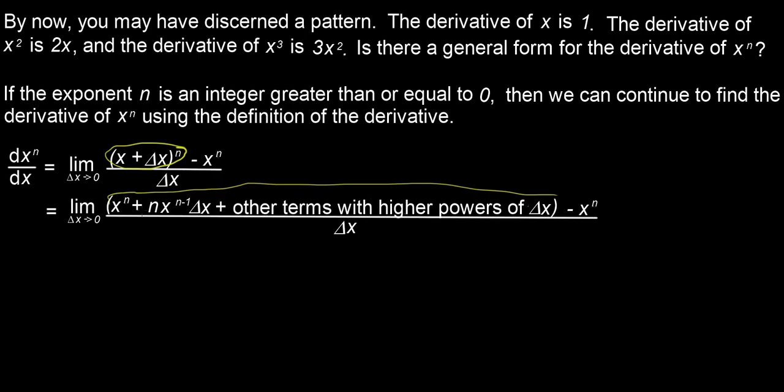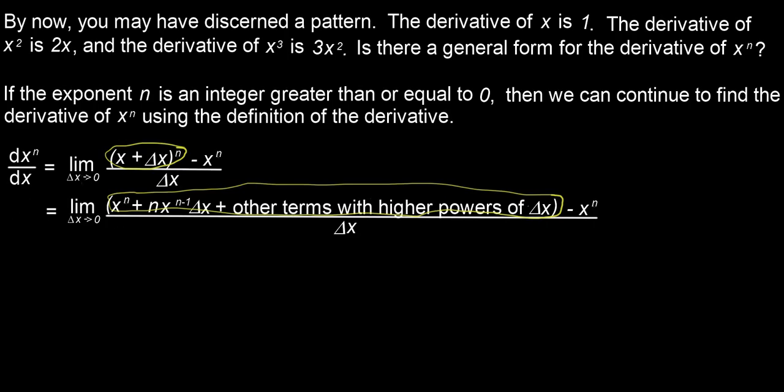Expand out the quantity x plus delta x raised to n. What you will always have, for n being any number greater than or equal to 0, is you start out with x to the n plus n times x raised to n minus 1 delta x, and then you would have these other terms in the back that have higher powers of delta x in them, regardless of what n is in the expansion. You'll get something of this form: x to the n plus n times x to the n minus 1 delta x, plus some other terms that have higher powers of delta x in them.